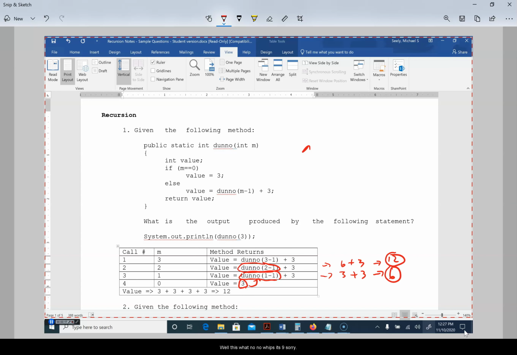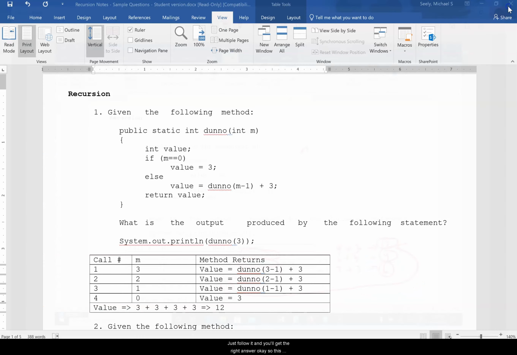whoops, it's 9. Sorry, oops. So then we get 9 right here. And so this 9 becomes this whole thing. So it gets passed back up the stack, and we have 9 plus 3 is 12. Okay, so your final answer, that's how I got that. And that's how I got 3 plus 3 plus 3 plus 3. That's really what's going on here. You go back up the stack once you're down it. That's really weird, but just follow it and you'll get the right answer, okay?